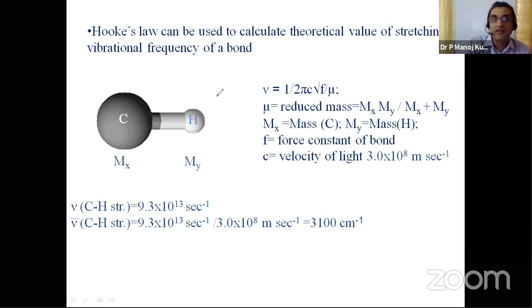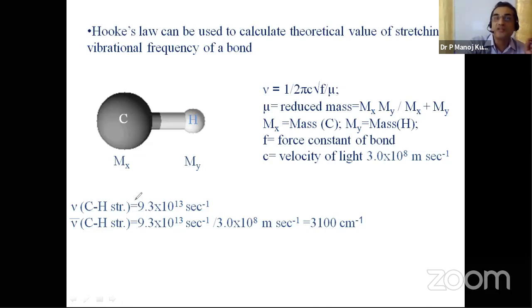So if I put this in the calculation, for carbon and hydrogen, if I put in the mass, I can theoretically work it out to be 9.3 into 10 raised to 13. That means if I take an isolated carbon hydrogen bond, I'm repeating that statement again, I'm not considering a carbon hydrogen bond within a molecule, like say methyl chloride or carbon tetrachloride. I'm taking an isolated carbon hydrogen bond. How many times will it vibrate per second?